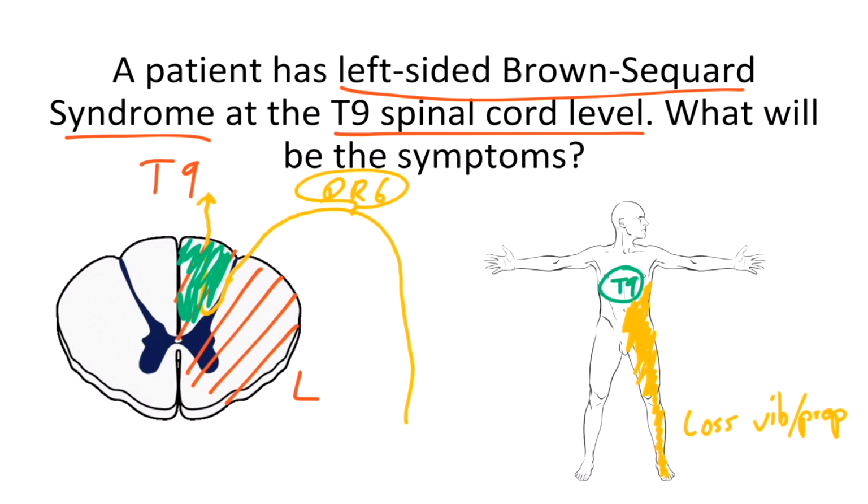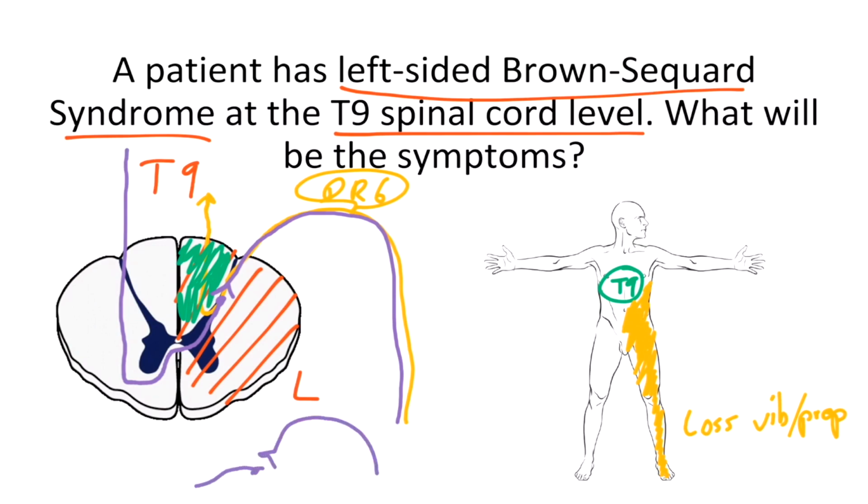Now let's talk about the spinothalamic tract. This comes in, goes through the dorsal root ganglion, and synapses in the posterior horn, and then decussates through the anterior white commissure, and then travels up to the thalamus. So everything above and below T9 on the left side will be able to travel up as normal. We demonstrated this earlier in the lecture, but just to reiterate, it could come in through a lower spinal cord level, decussate, and then travel up as normal, and the same thing for above the T9 level.